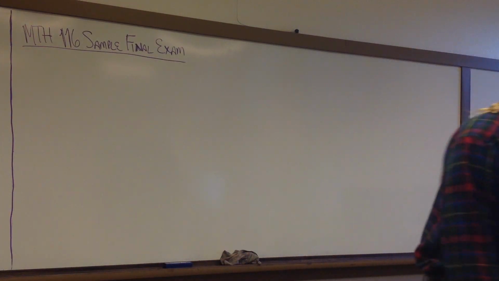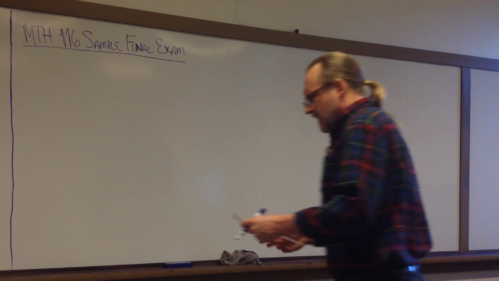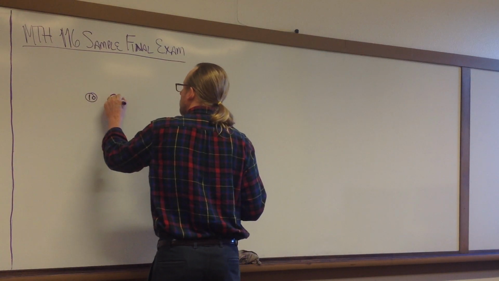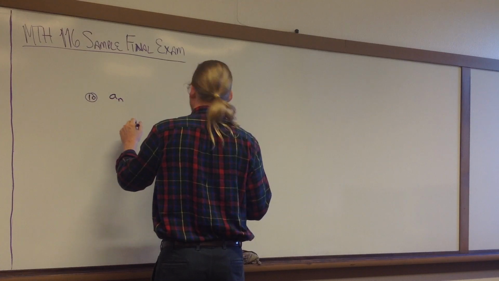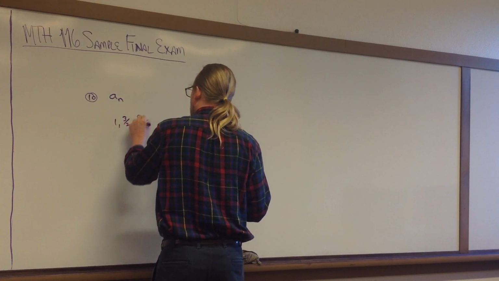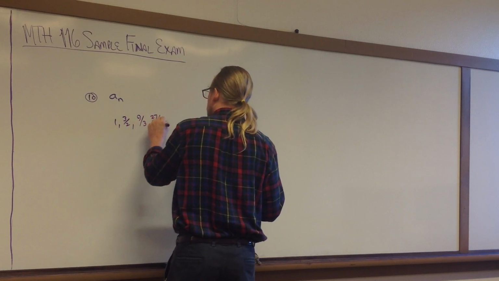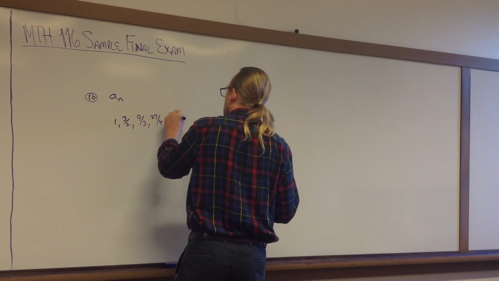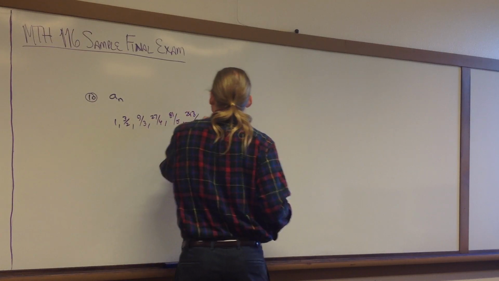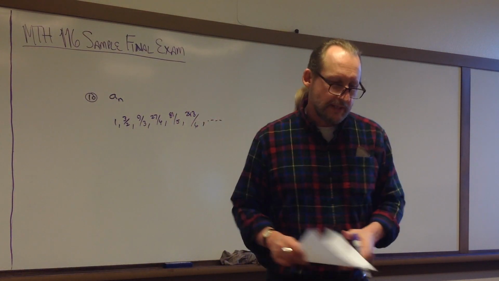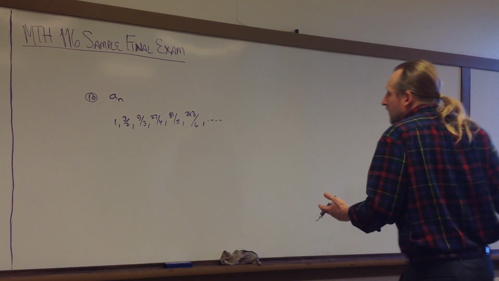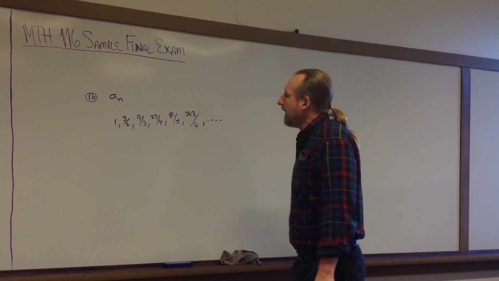So, first from Chapter 3 we have a sequence. We want a general expression, a sub n, for the nth term of this: 1, 3/2, 9/3, 27 over 4, 81 over 5, 243 over 6. I'll stop there. I put more on the test paper so that you could see more clearly. My hope was the pattern.